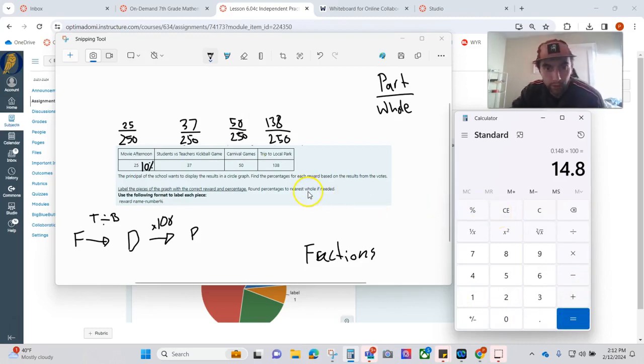And it says round to the nearest whole, so I'm not going to have any decimals. When I round to the nearest whole, that's the ones place, so I look at the tenths place. The 8 rounds up, making this 15%.